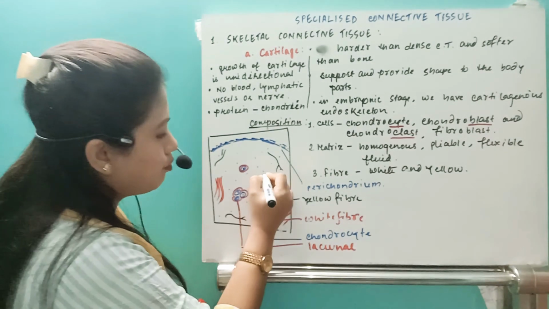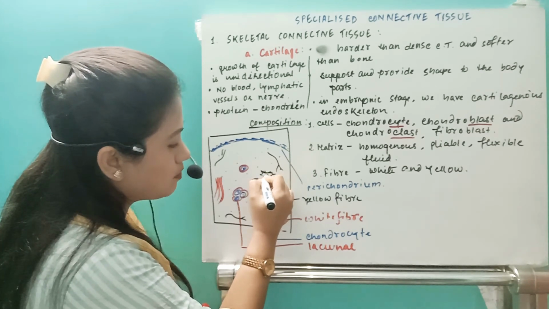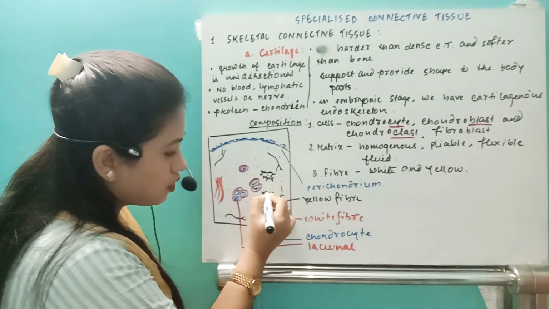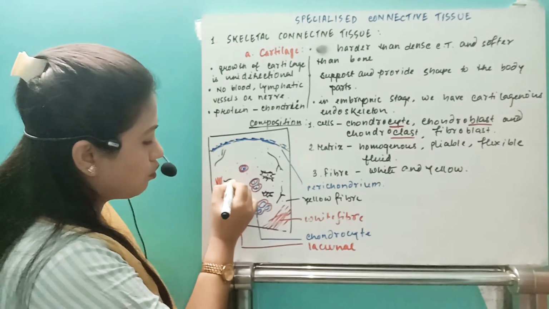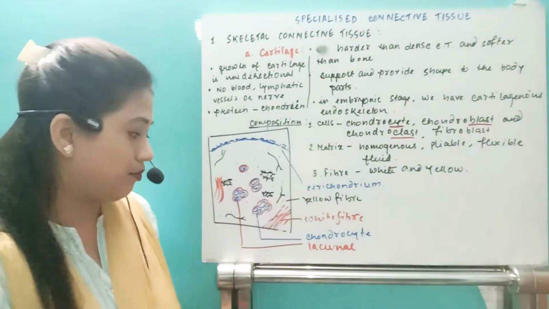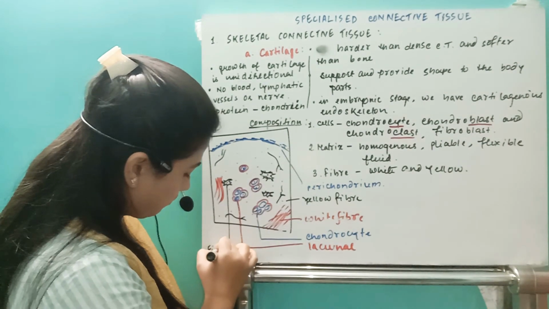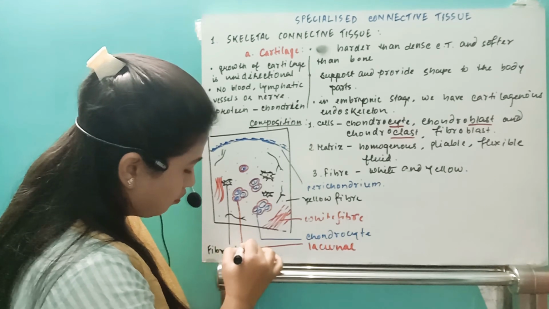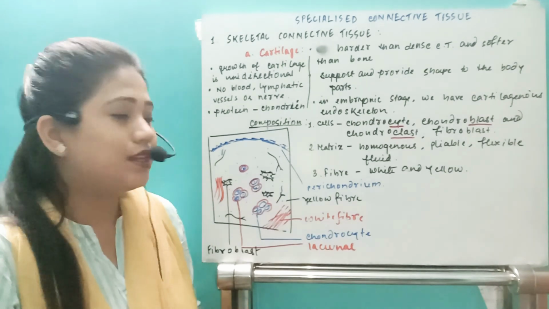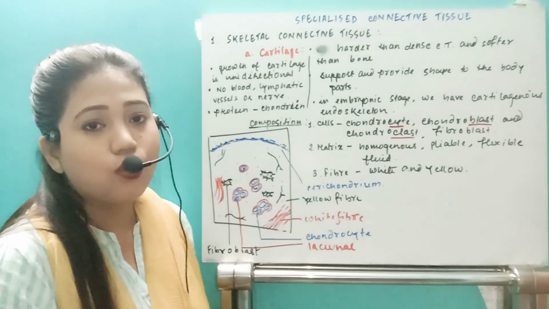Now the next one: if we see these fibers, that means the fibroblast is also present. The fibroblast will have cytoplasmic projections. It is going to produce these fibers, both yellow and white fibers. So this is the fibroblast cell.